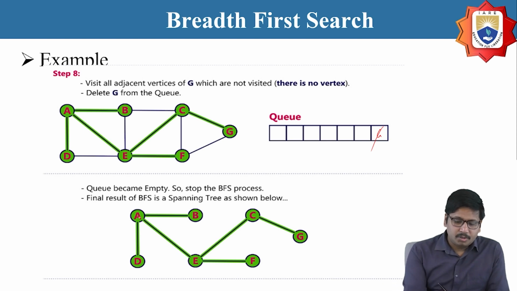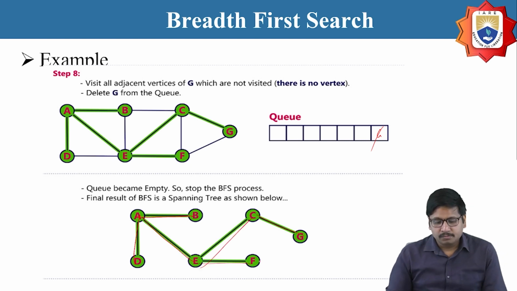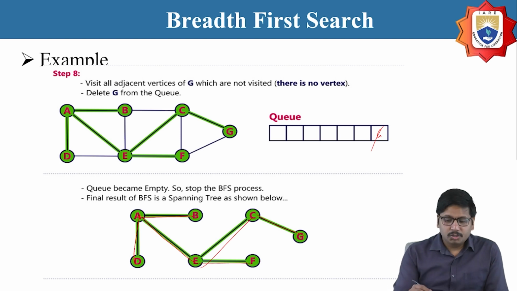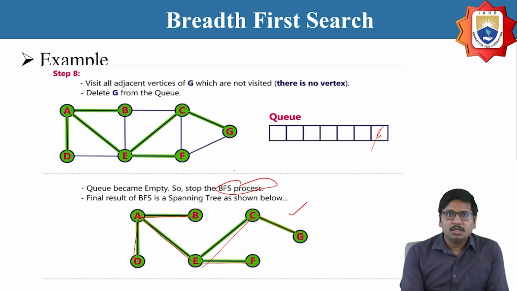So that means A to B is the thing, A to D, and E, E to C, E to G, F, and G. And this should be the resultant spanning tree of the BFS as well. Okay. So once the queue becomes empty, the BFS process is terminated. And finally, what I'm going to get here, that should be the spanning tree.